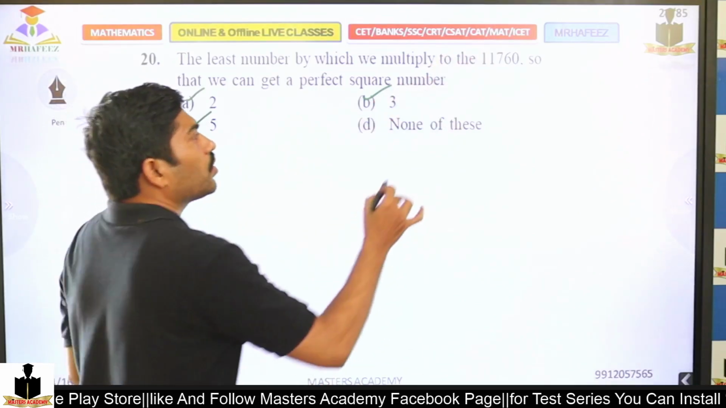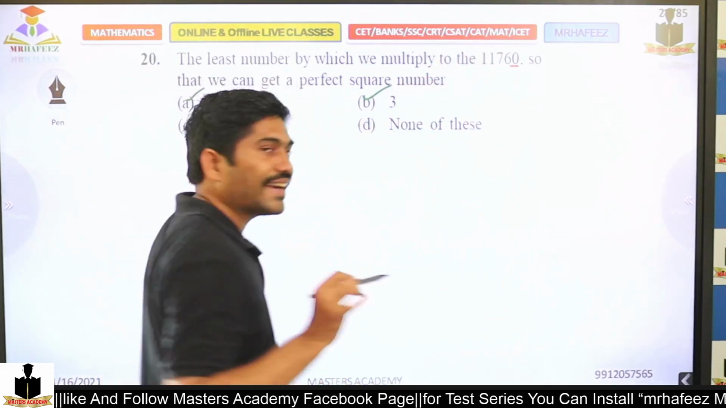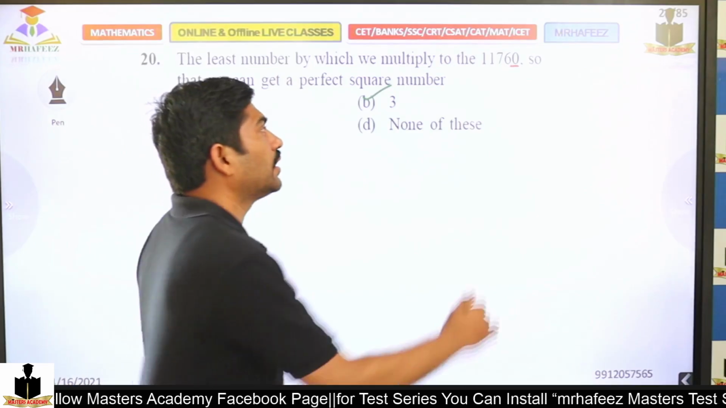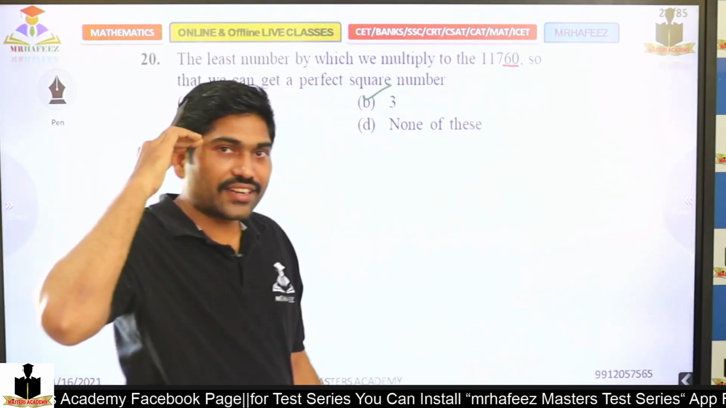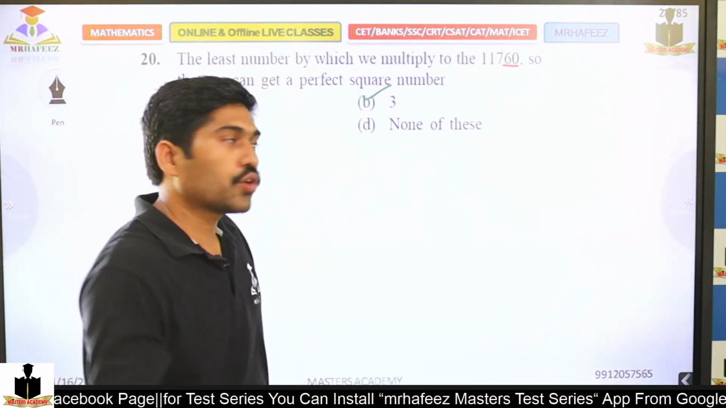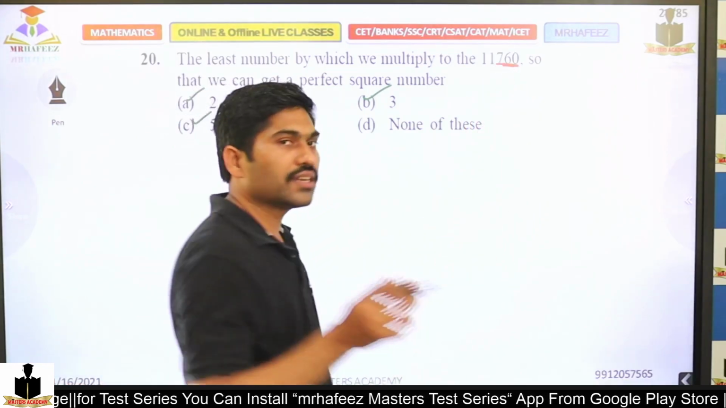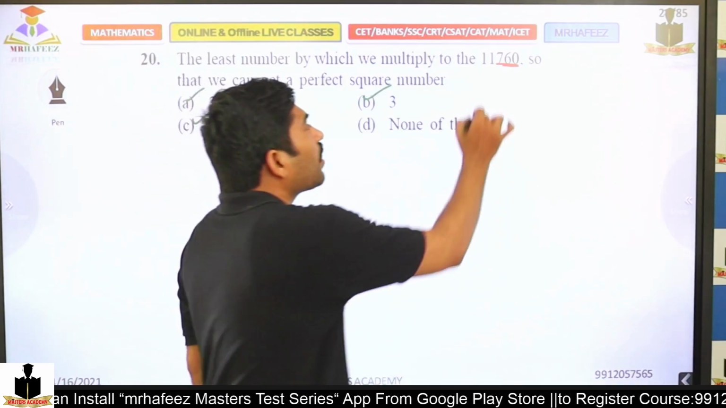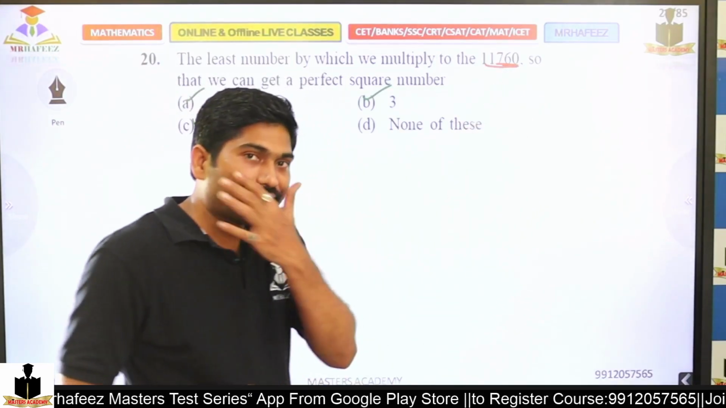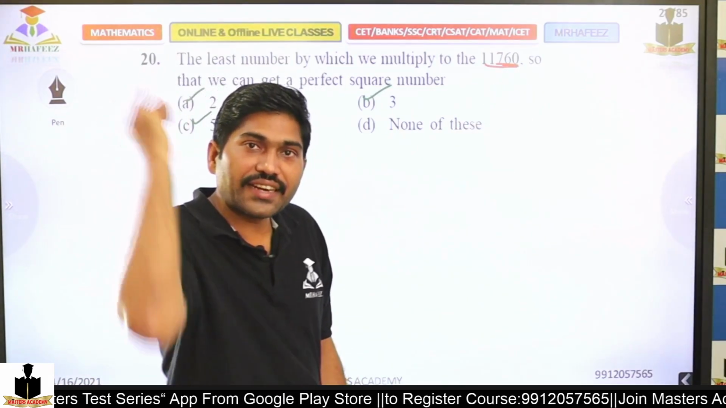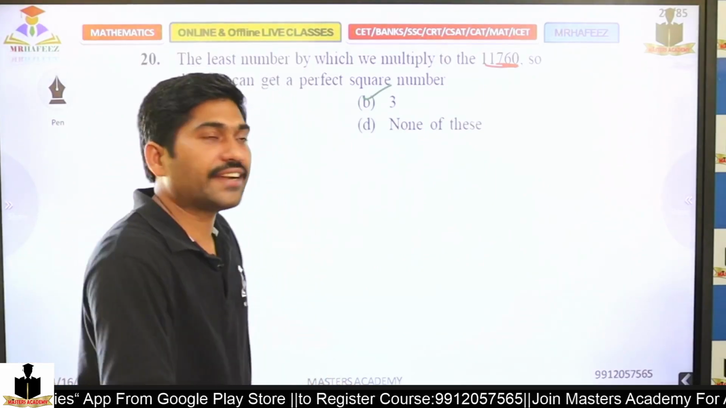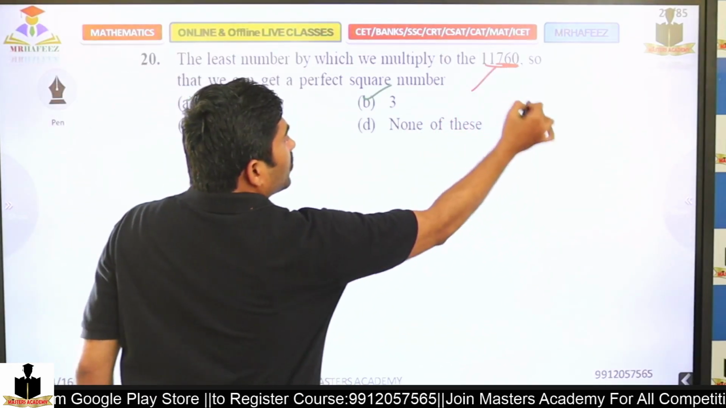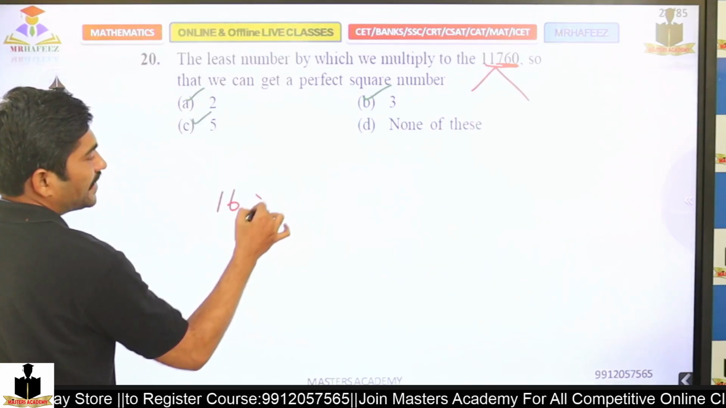11760. After observing 0, I can tell that it is divisible by 2, and after observing 60, it's divisible by 4, and after observing 760, I can see that it is divisible even by 8, and after observing 1760, I can tell it is divisible by 16. So I will try to do that. 16 how many times?